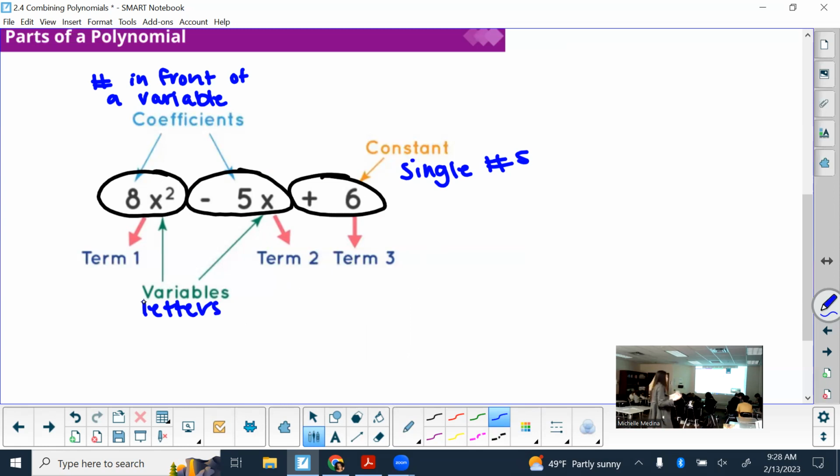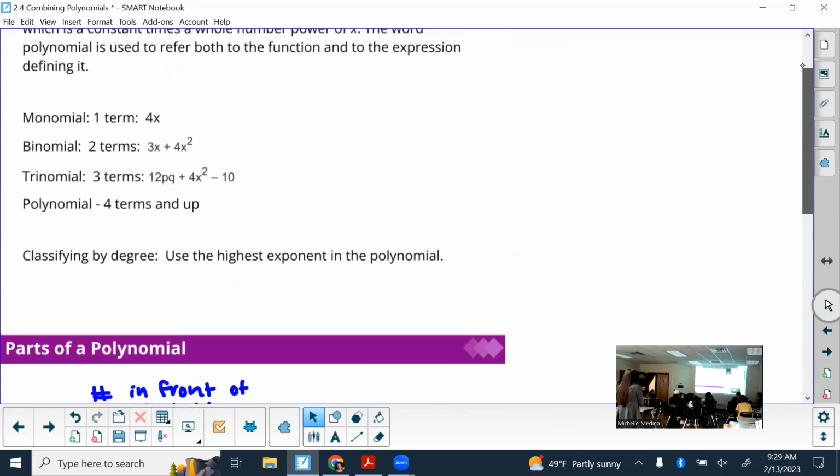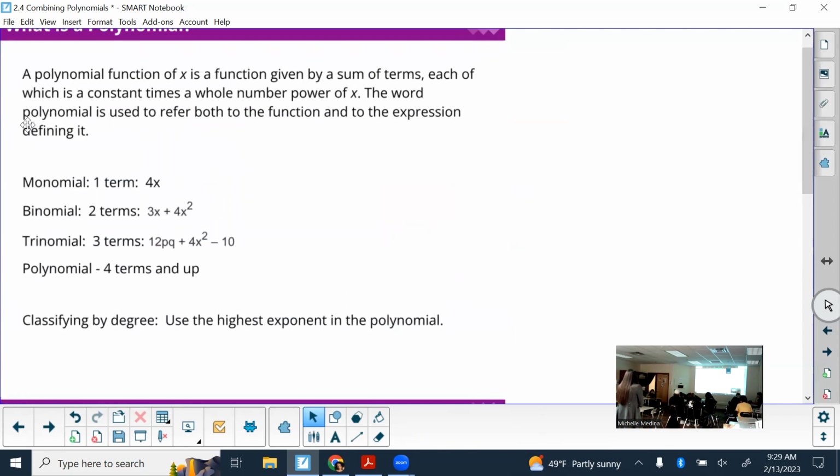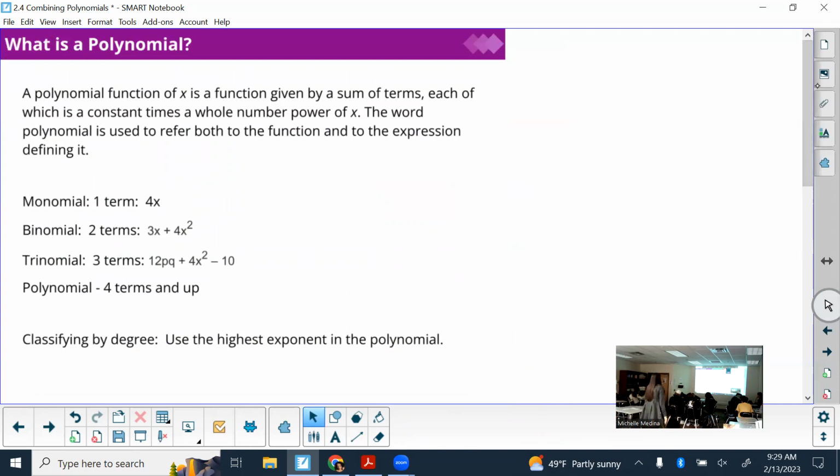So that's like parts of a polynomial 101, right? I'm going to go back to our definition of what polynomials are. Polynomials can be used as a general way to describe multi-term expressions. So they might say, classify this polynomial. And if they say that, they're asking you to classify it by the number of terms. So there are 3 different types.